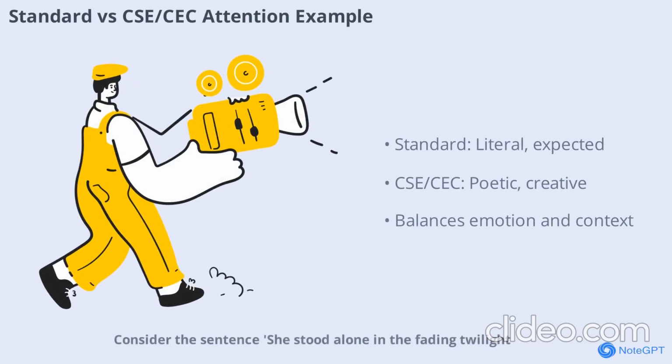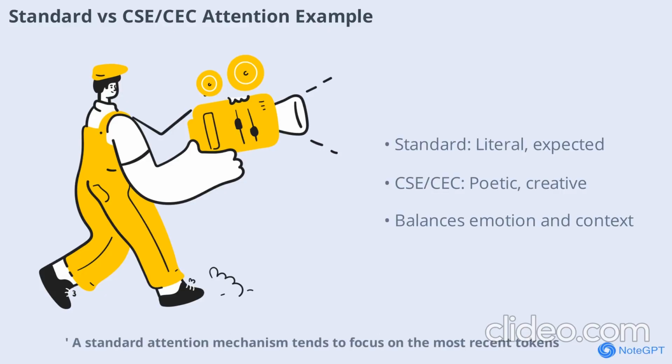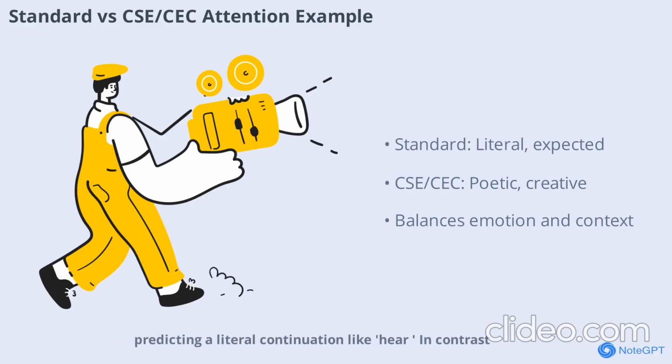Consider the sentence, "She stood alone in the fading twilight, the wind whispering secrets only the trees could." A standard attention mechanism tends to focus on the most recent tokens, predicting a literal continuation like "here." In contrast, CSE-CEC adjusted attention balances semantic expansion and emotional integration, leading to a more poetic and evocative prediction such as "remember." This subtle shift demonstrates how equilibrium principles can enhance the depth and creativity of AI-generated language.